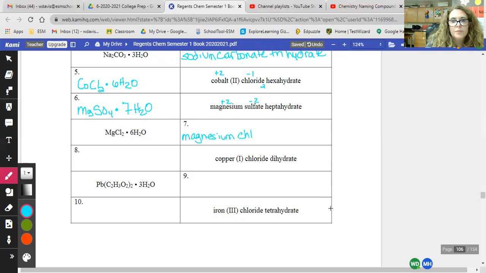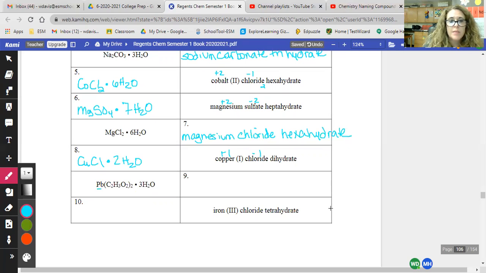Now over here, I have magnesium chloride, and I have hexahydrate. Copper, Cu, and chlorine, Cl. Positive 1 because the Roman numeral 1 says it is, -1 because the periodic table says it is. So that's just CuCl, and then dihydrate, and that is 2 waters.